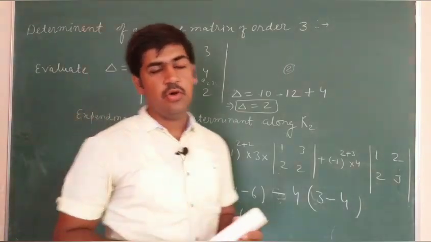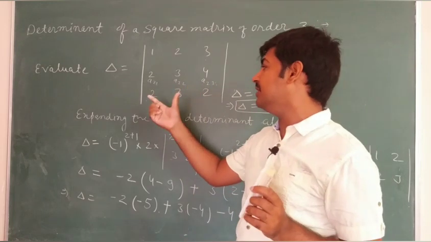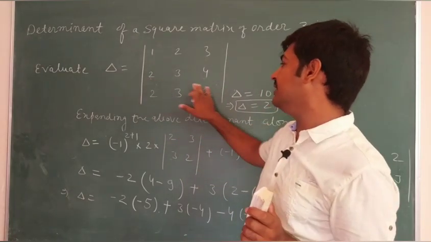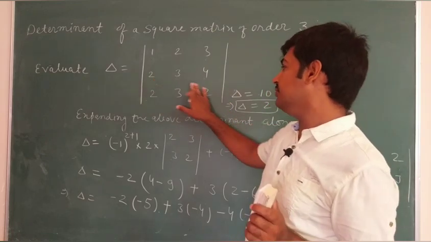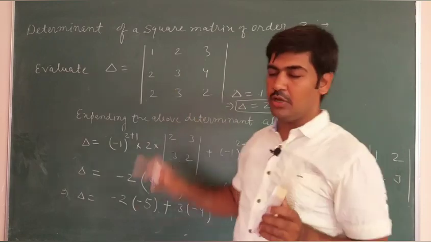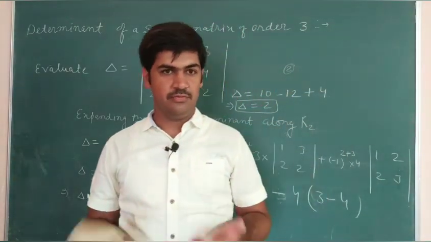So this is how we expand any particular determinant along a certain row or column and get the value of the determinant. I am sure you understood how to expand a determinant along any row or any column and how to get its value. We'll be taking more examples.